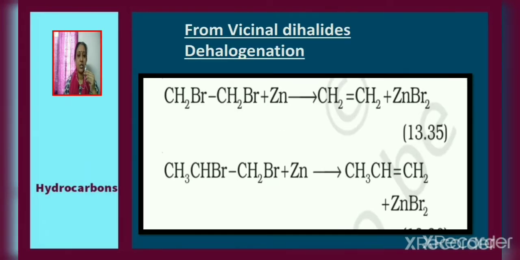Another method of preparation of alkenes is from vicinal dihalides by dehalogenation reaction. For example, consider 1,2-dibromoethane. When treated with zinc, dehalogenation reaction takes place and the products obtained are ethene and zinc bromide. Consider another example, 1,2-dibromopropane. It is a vicinal dihalide because the two halogen atoms are present on adjacent carbon atoms. So when 1,2-dibromopropane is treated with zinc, dehalogenation reaction takes place and the products obtained are propene and zinc bromide.